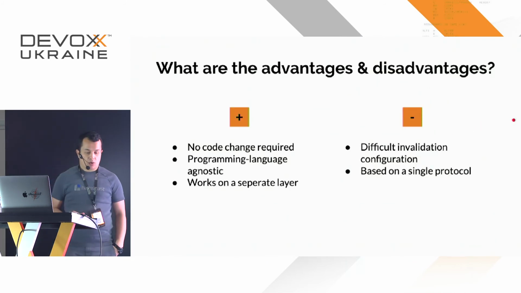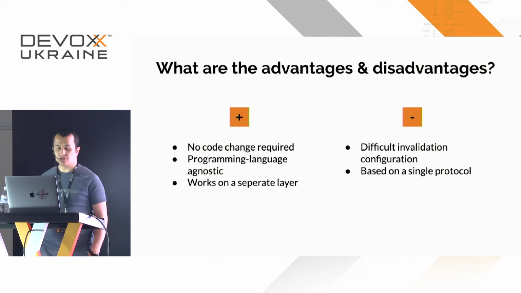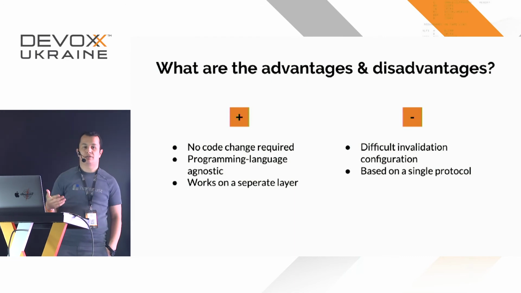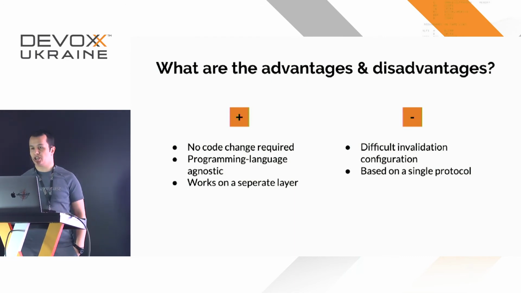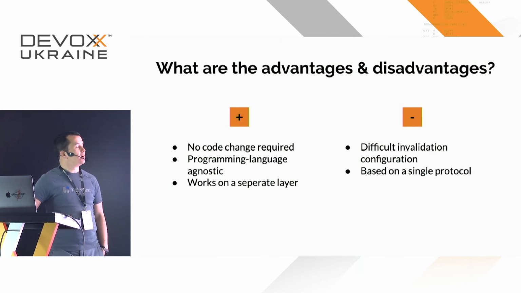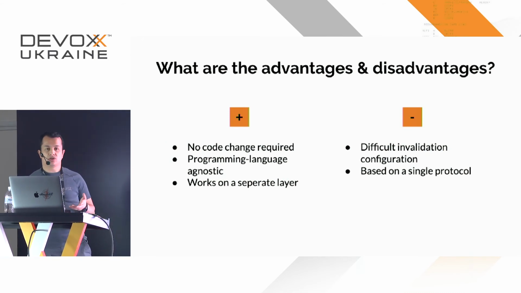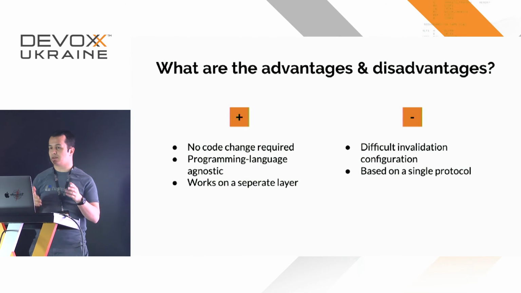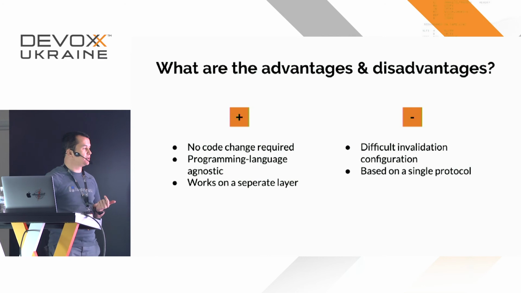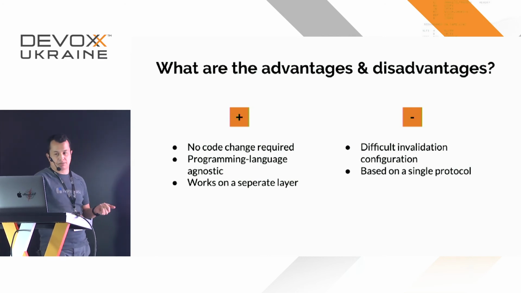So what are the advantages and disadvantages of this approach? Firstly, no code change is required. As you can see, for our main application, we didn't change anything. We just used our old application, and it is actually programming language agnostic. So you can use an application developed in any language with this pattern. And as we said, the caching is now working on a separate layer.